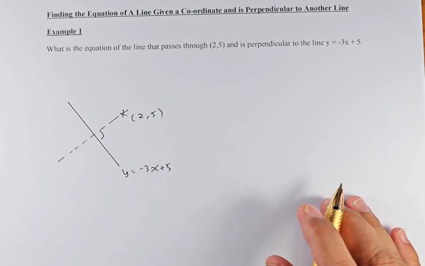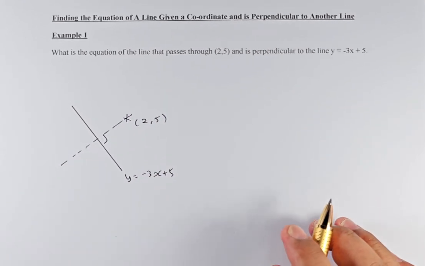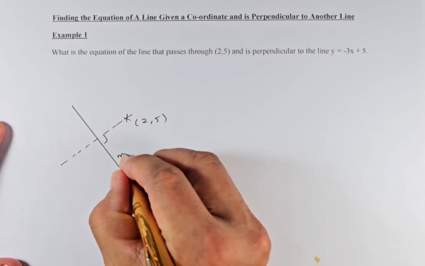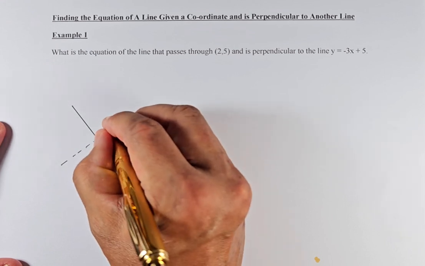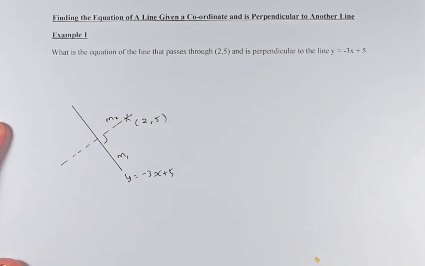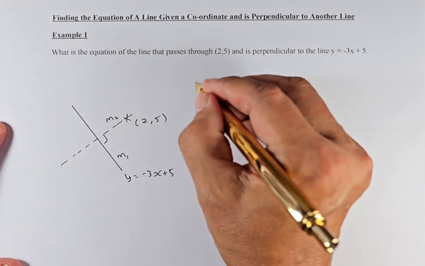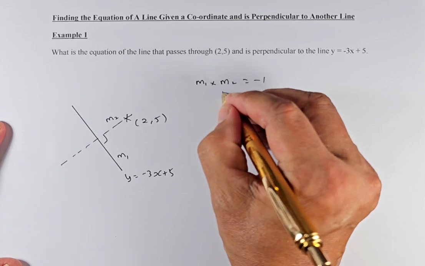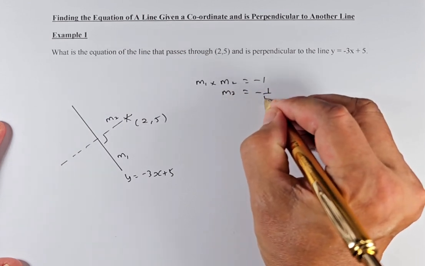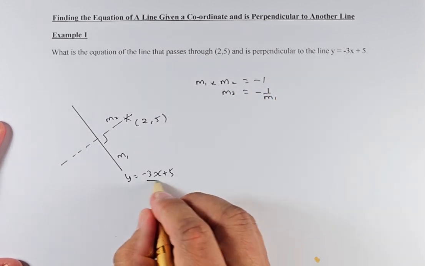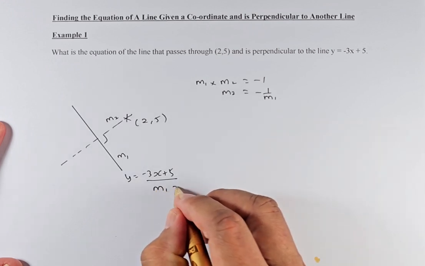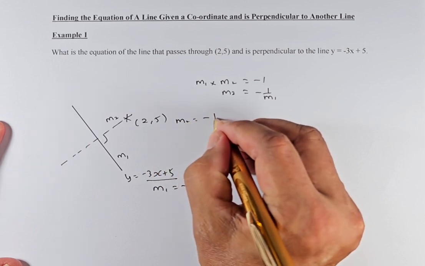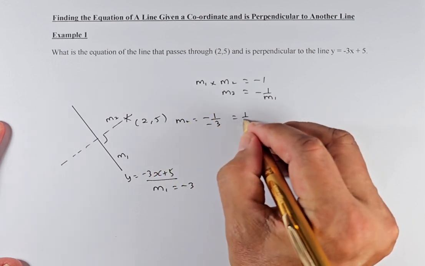It's quite straightforward and we are going to learn the technique, okay? The gradient of this line is M1 and the gradient of the other is M2. They have a particular relationship when they are perpendicular. M1 multiplied by M2 is -1. Or, in other words, M2 is equal to -1 over M1. So the gradient M1 is -3. So the gradient M2 is going to be -1 over -3, and the answer is 1/3.